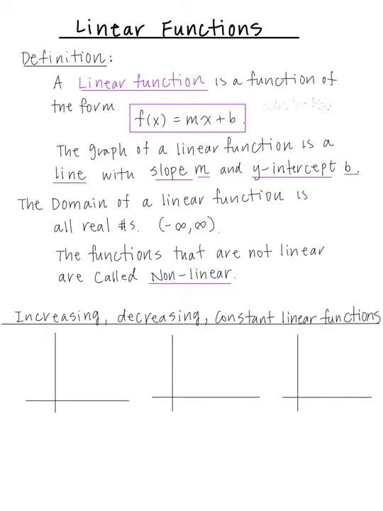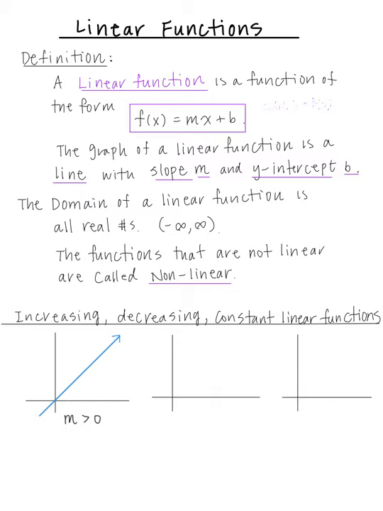Alright, now there are three different kinds of linear functions. So the first one is where the graph is increasing. Now in this case, we say that the slope is positive. So in this case, our slope m is positive. So that's how you read it.